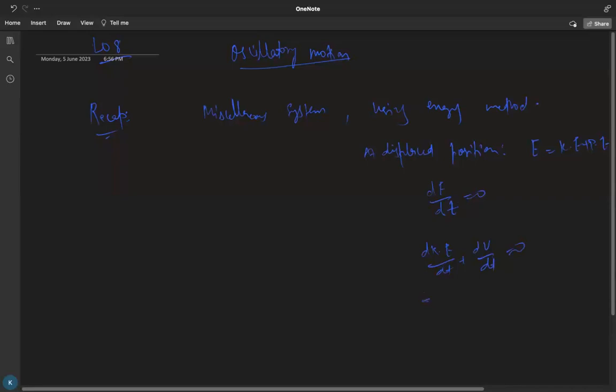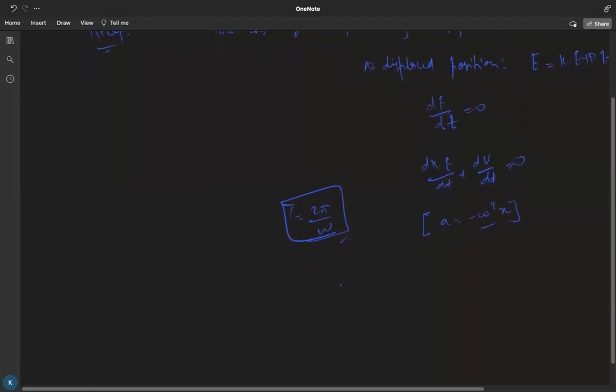And we have to reach a relation which is something like a is equal to minus omega square x. Once we get this equation, we get the omega value, and then the time period is equal to 2 pi by omega. So this is how we approach finding the time period using the energy method.